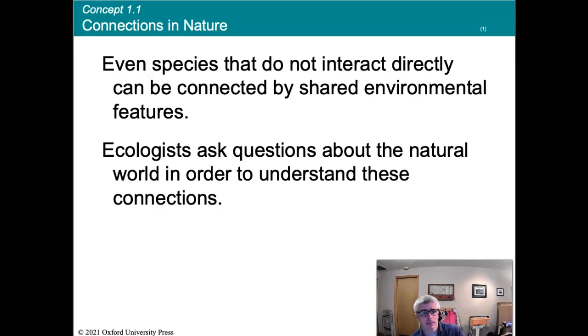So even species that do not interact directly can be connected by shared environmental features, meaning you can have organisms living in the same general space but not interacting. They're still impacted by the same changes to the abiotic environment. And so as ecologists, we ask questions about the natural world in order to understand these connections.